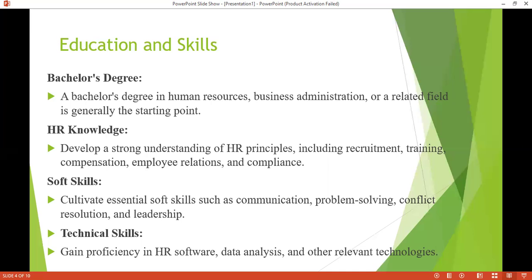Then technical skills like HR software. There are software, maybe all the software that is being used in payment of staff salary. Data analysis, how you're able to analyze data, the employee management, KPI, and all. The relevant technologies that are being used.